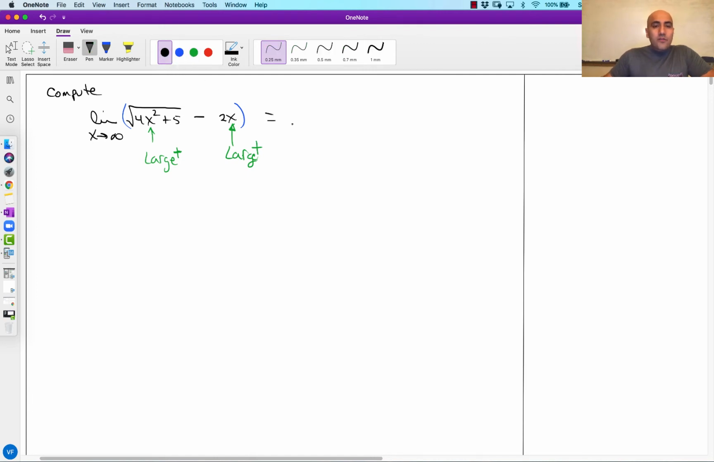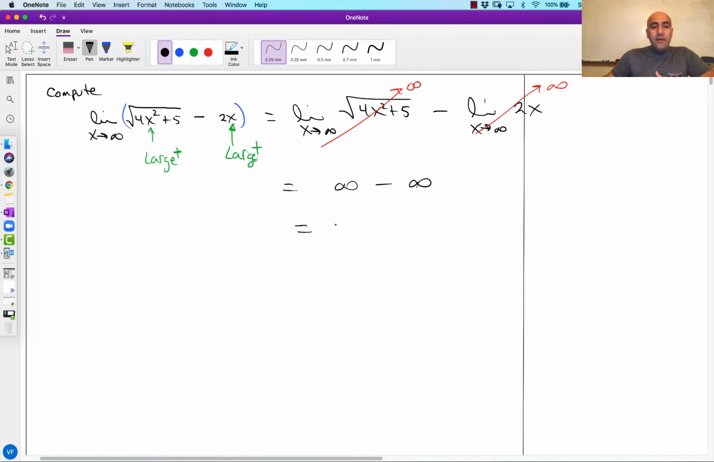So there's a temptation to want to do the following. The limit as x approaches infinity of the square root of 4x squared plus 5 minus the limit as x approaches infinity of 2x. That is valid. We're allowed to separate this into the limit of the first one minus the limit of the second one. And we know that we can tuck the limit inside here, and this is going to just grow and grow and grow. So this is going to grow toward infinity, and this is also going to grow toward infinity. Then people write this as infinity minus infinity, they cancel each other out, and they get a zero.